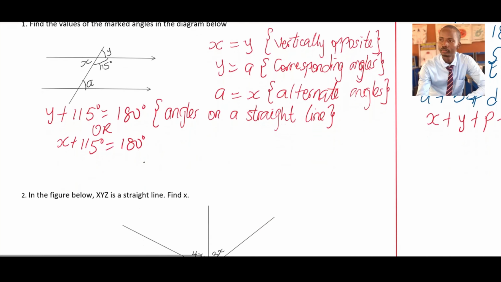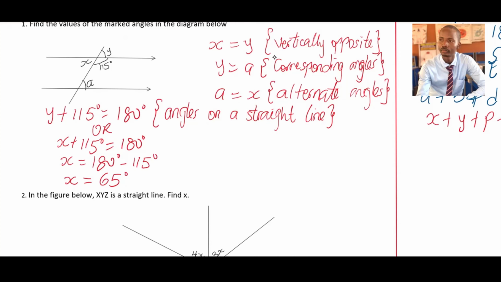And if we decide to do that, we'll have the same thing. Okay, so let's use X. So X is equal to 180 degrees minus 115 degrees. So we can say that X is equal to 65 degrees.